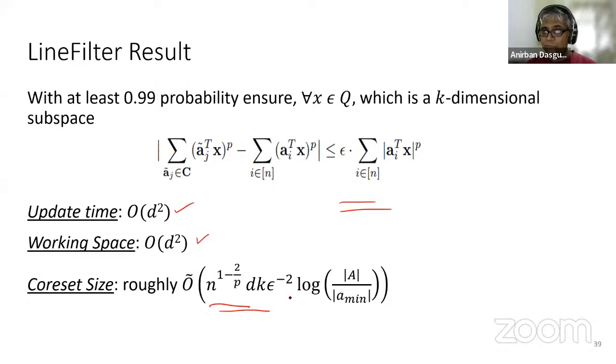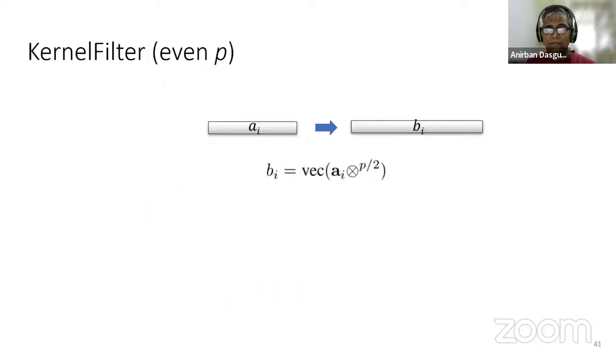But the coreset size is pretty big. It's of the order of n to the power 1 minus 2 by p. So pretty big. Again, okay.